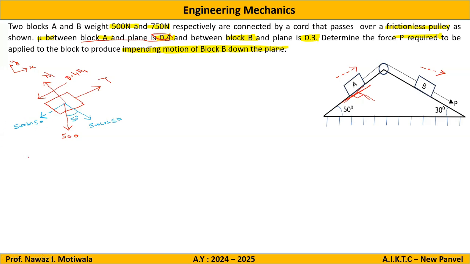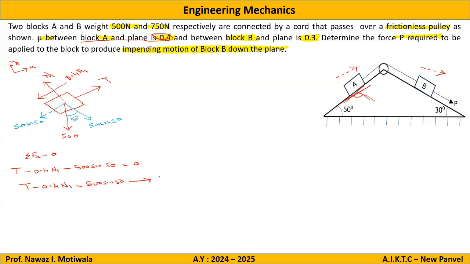So for the first condition of equilibrium, I will apply summation of Fx is equal to 0, that is, adding all the forces in the x direction. So I will get T, that is going to the right side, so positive, minus 0.4 N1 and minus 500 sin 50. This all should be equal to 0. Now just rearranging the terms, taking the unknowns on one side and the numbers on the other side, I will get T minus 0.4 N1 is equal to 500 sin 50.